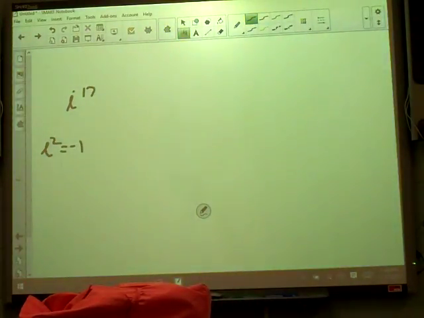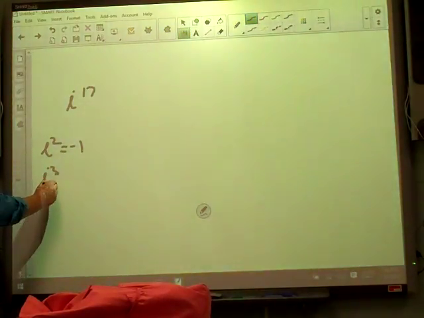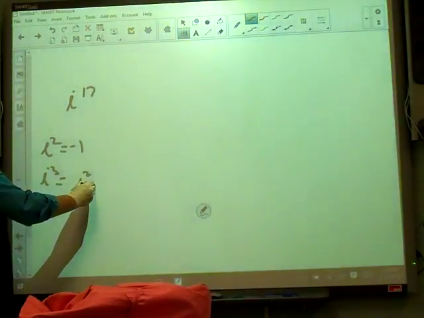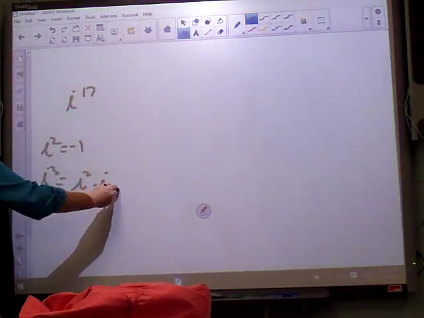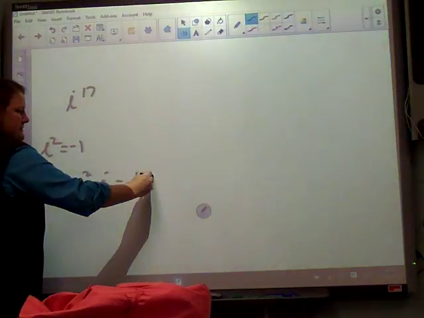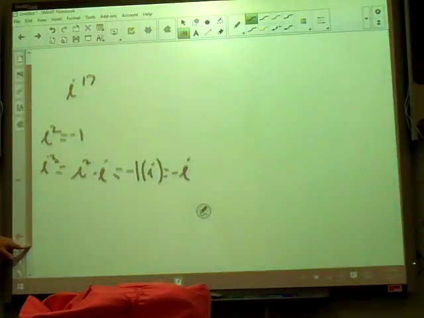Now we made a chart. I'm not going to go through the whole chart again, but I am going to go through 4 of them, because we discussed that that's when the pattern starts repeating on powers of 4. Because if I did i cubed, that's the same as i squared times i, because 2 and 1 will make 3. Well, i squared is negative 1, so you're negative 1 times i, which would be negative i.